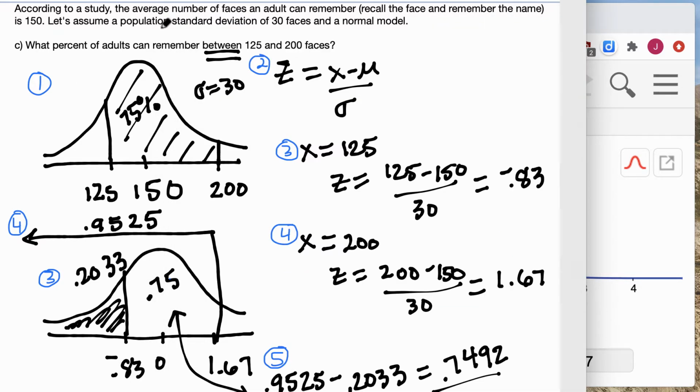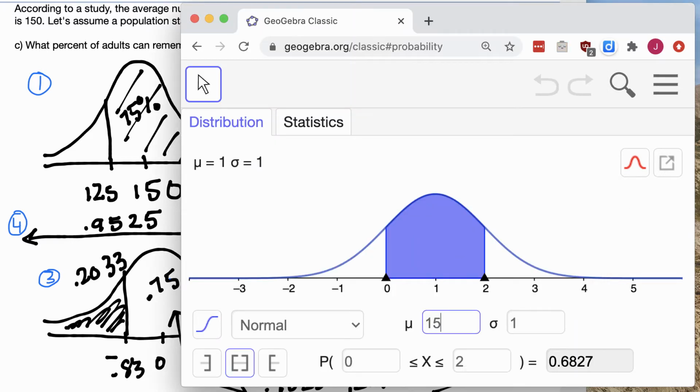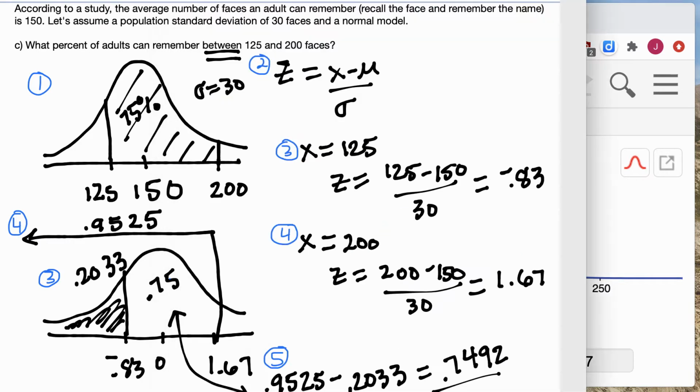According to a study, the average number of faces an adult can remember, recall the face and remember the name, is 150. Let's assume a population standard deviation of 30 faces and a normal model. So let's change our normal distribution to have a mean of 150, a standard deviation of 30. The question says, what percent of adults can remember between 125 and 200 faces?